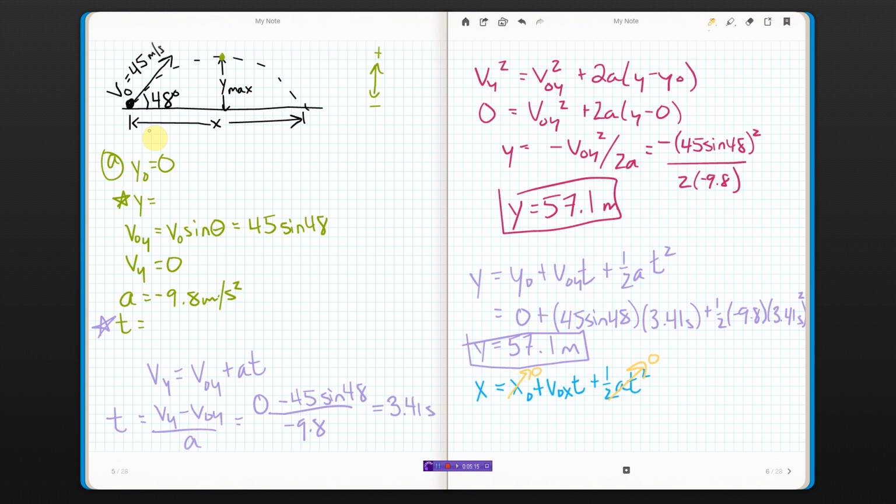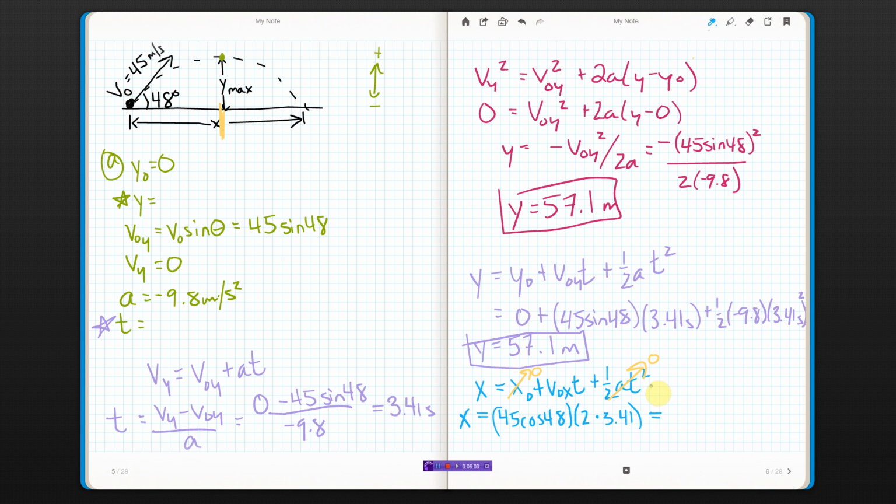Now luckily, in physics, lots of things are symmetrical, and this is one of them. So if it took 3.41 seconds to get to here, it'll take 3.41 seconds to get to the other side too. So all I need to do is double the 3.41 seconds. V naught x is 45 cosine 48. Time is 2 times 3.41. And, well, that's it.